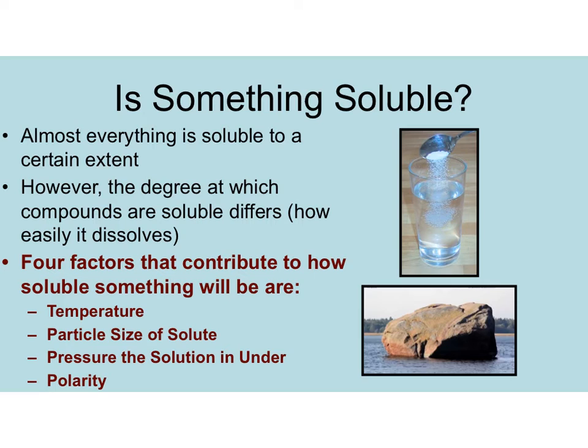There are really four main factors that contribute to whether something is going to be soluble in something or not. The first is temperature, which is mostly the temperature of the solvent. If you're using hot water, you can dissolve more than with cold water, when you're talking about solids. Then particle size, so how big the particles of the solute are. Then the pressure the solution is under, and then the polarity. We're going to go through these four things, and that's what the lesson is on.